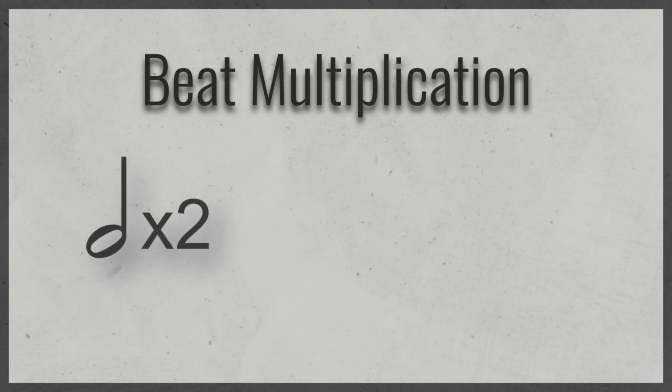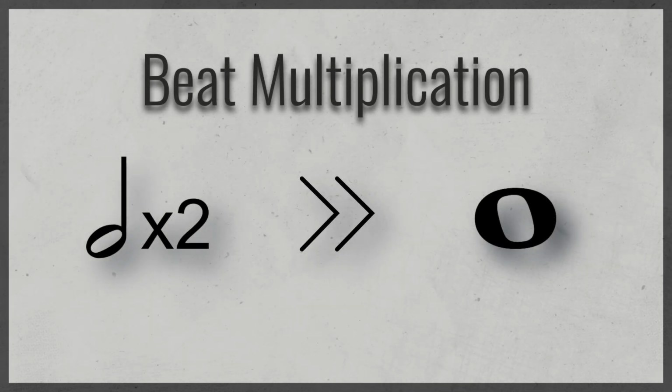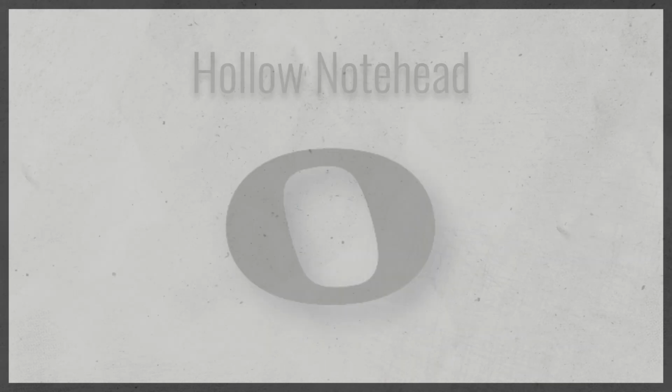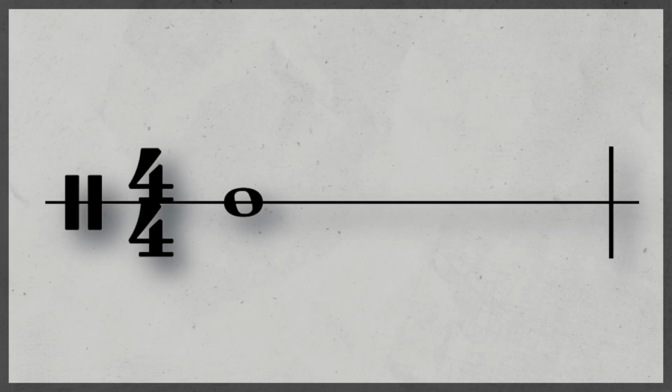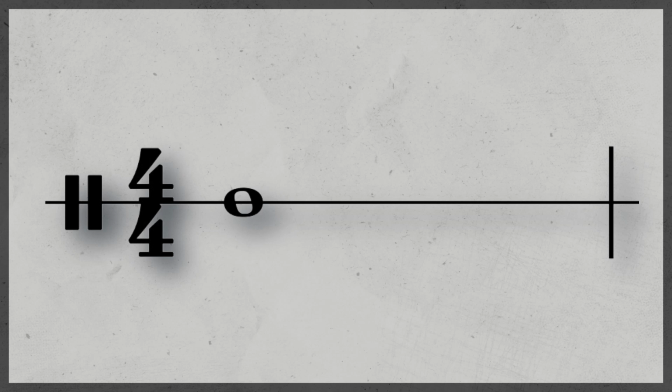Lastly, we can double the length of our half note and yield a whole note. The whole note is made of only one part, a hollow note head. The whole note occupies the time span of 2 half notes or 4 quarter notes. In other words, the whole note occupies the whole duration of a 4/4 measure, hence the term.